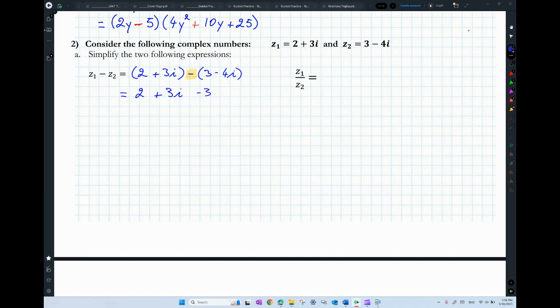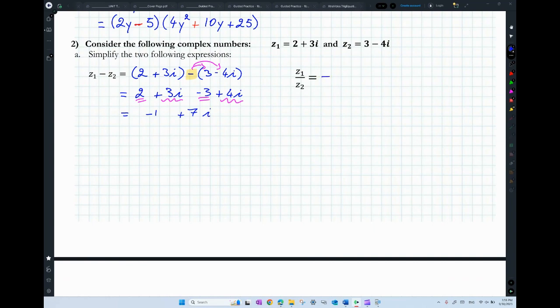Most of you remember that, but a bunch of you still forget that this negative is to be applied not only to the 3, but to the other term, plus 4i. And then I'm going to combine like terms. 2 minus 3 is -1. And 3i plus 4i is 7i. Plus 7i.